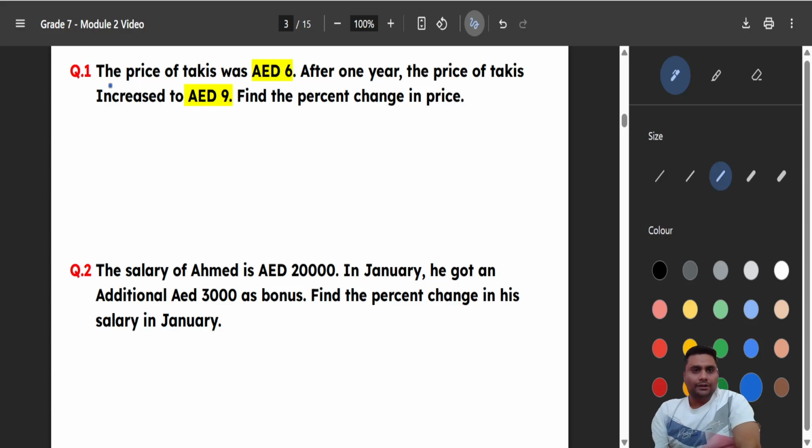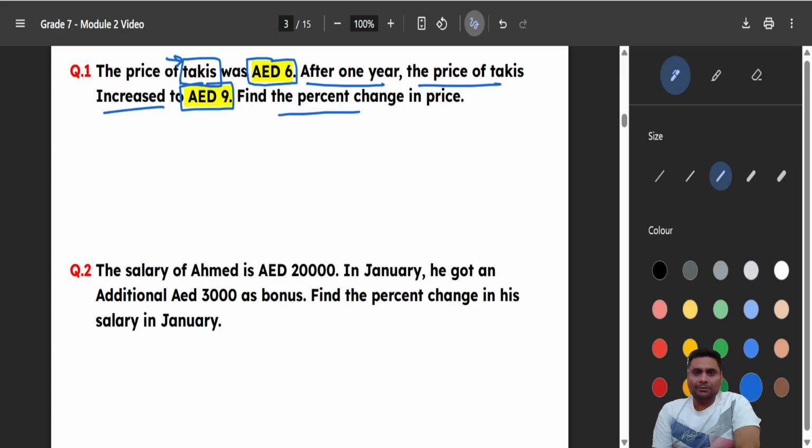Okay, the price of Takis. Takis is a snack. I have seen a lot of students eating it in the class during break time. The price of Takis was 6 dirhams. After 1 year, the price of Takis increased to 9 dirhams. So find the percent change.